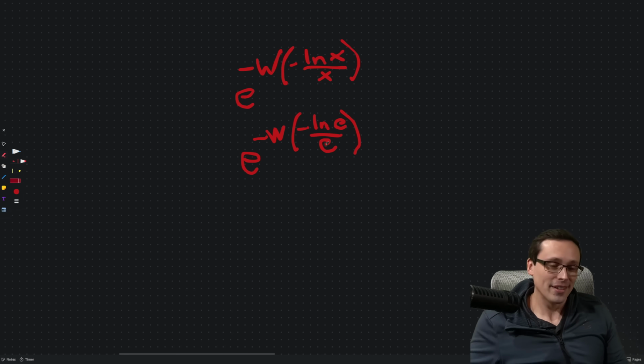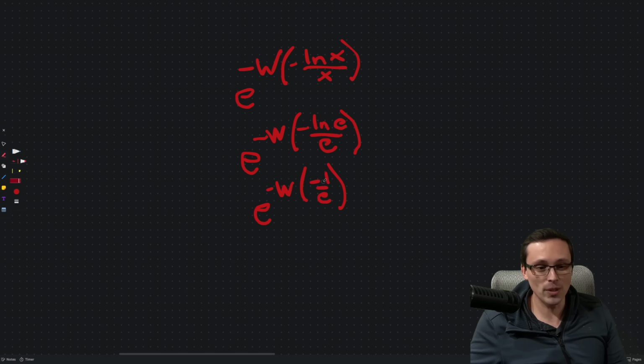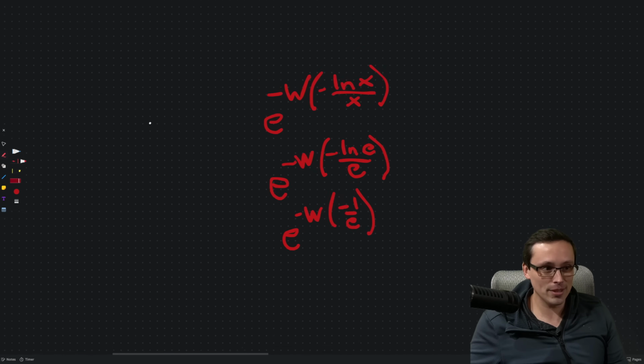Why is it 1? Because remember what the natural log of e means is the base here is e. So I'm saying what exponent would I use on e to get e? Well, e to the power of 1 is e, which means the natural log of e is 1. So this would simplify to e to the power of negative W of negative 1 over e. So what is W of negative 1 over e? Meaning, what do I get out if I input negative 1 over e into the W function?